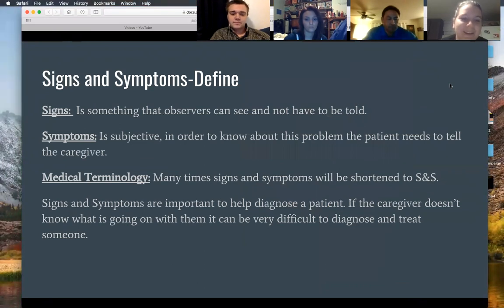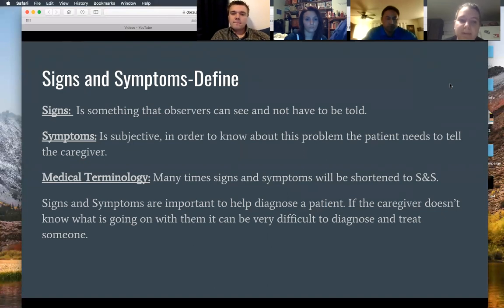Hi, my name is Miranda Sommers. I am going to talk about the signs and symptoms of RSV. When we talk about signs, a sign is something that observers can see and not have to be told. Symptoms are subjective. In order to know about this problem, the patient has to inform the observer.